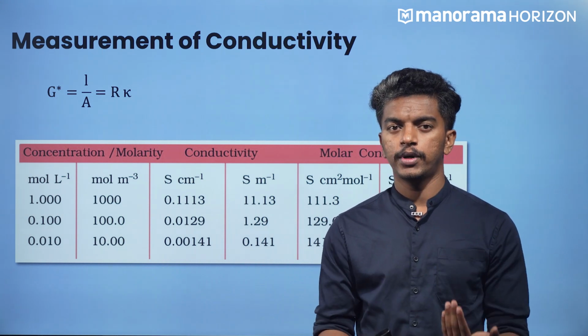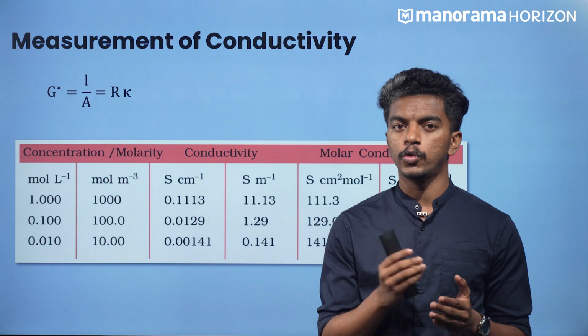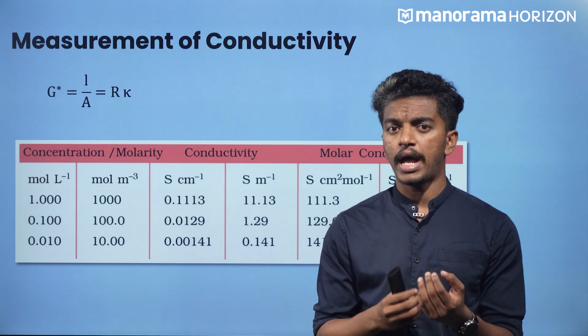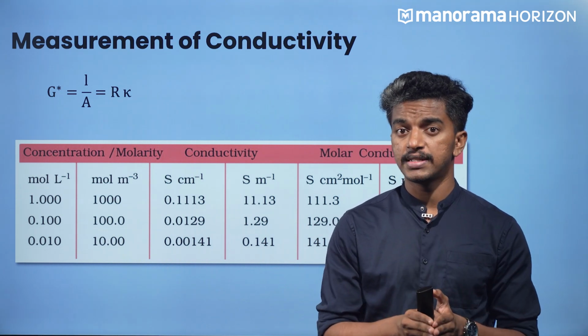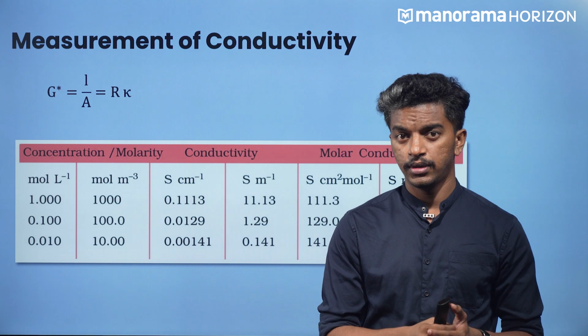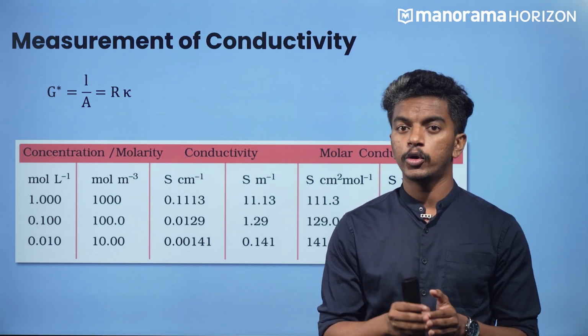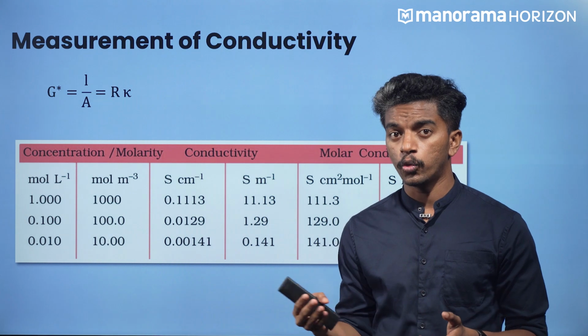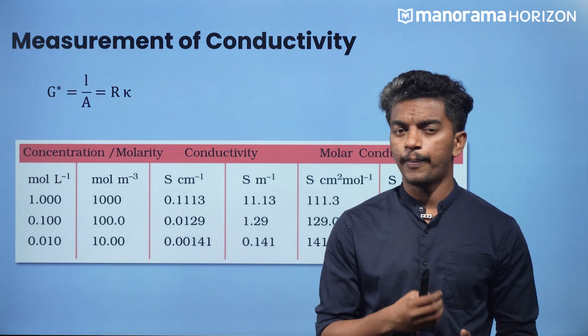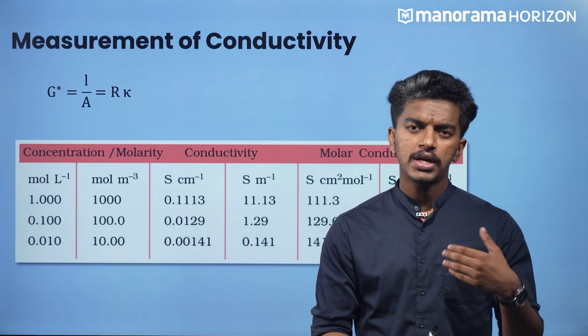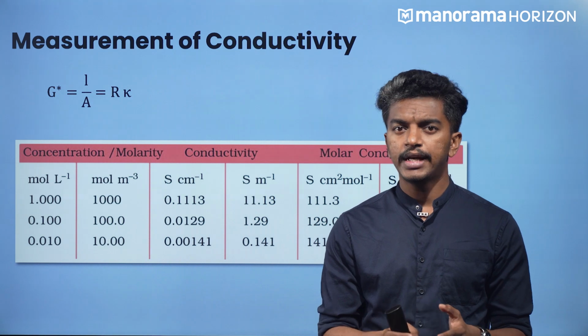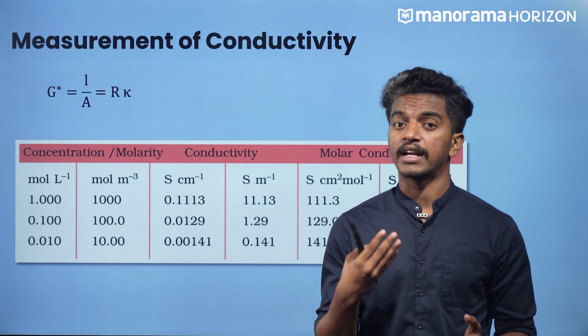known. For this purpose, we generally use KCl solutions whose conductivity is known accurately at various concentrations and at different temperatures. The cell constant G star is then given by the equation G star will be equal to L by A, which is equal to R kappa, where kappa is the conductivity. Once we measure the cell constant, we can use it to measure resistance or conductivity.